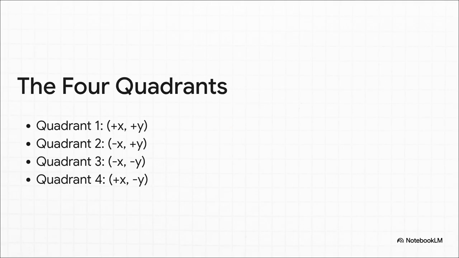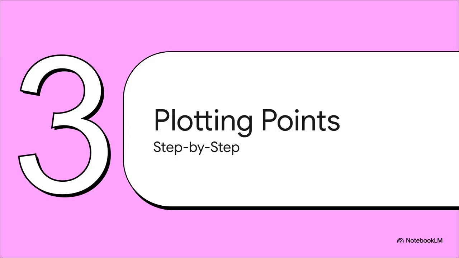Now check this out. These two axes slice the entire plane into four distinct regions, and we call them quadrants. And this sets up a brilliant, super simple pattern. Quadrant 1, in the top right, is where both x and y are positive. Quadrant 2, top left, has a negative x and a positive y, and so on around the grid. The signs of the numbers are like instant clues telling you which neighborhood a point lives in. All right, that's enough theory. Let's see how this actually works. It's time to put these rules into action and start plotting some points on our map.